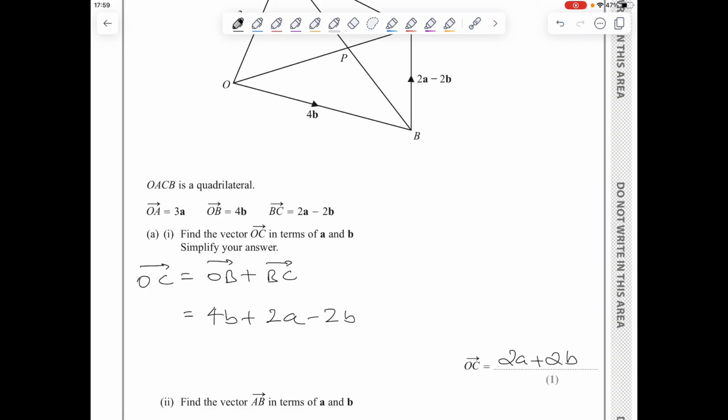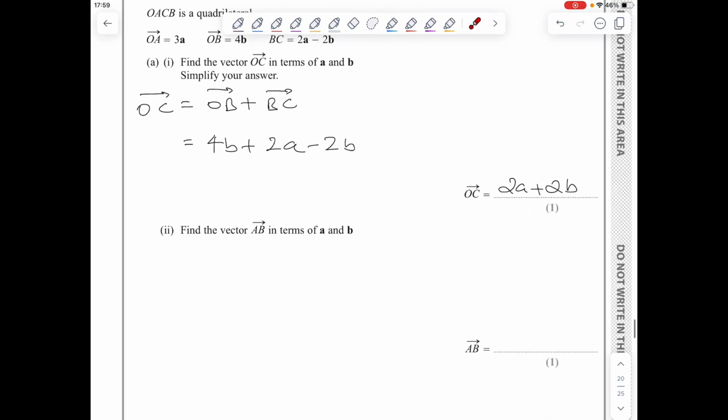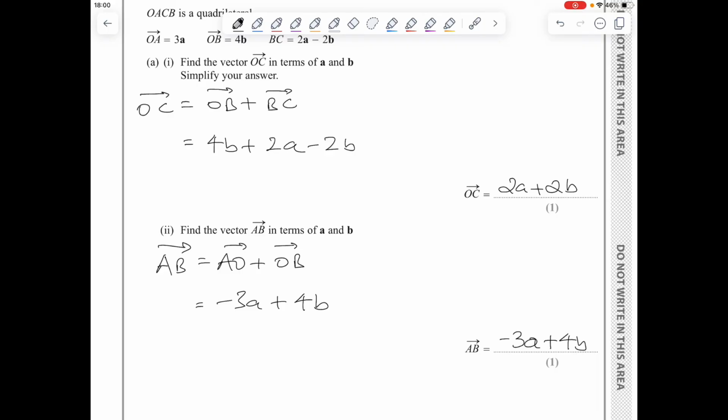Then I need to find AB. Now AB is this one. That's equivalent to AO plus OB. So AB is equal to AO plus OB. Now AO is the reverse of OA, so it's minus 3a plus 4b. Doesn't simplify, so that's the answer for AB.